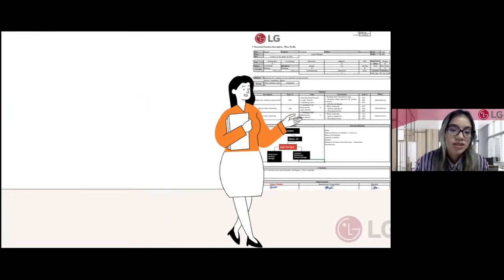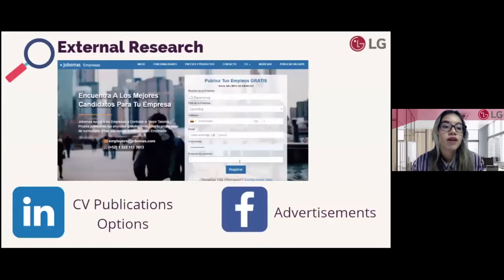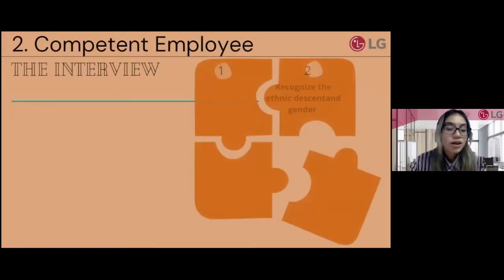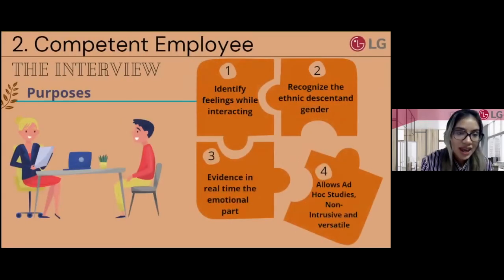Then, here we have an example of this web page called Jobomas, in which we have to detail all the functions that the job position requires. And we can find or publish the jobs through some other social media like LinkedIn, which is popular, or Facebook too. Through advertisements, we can have a really good contact. Then we are going to move on with the competent employee, and this part is essential.